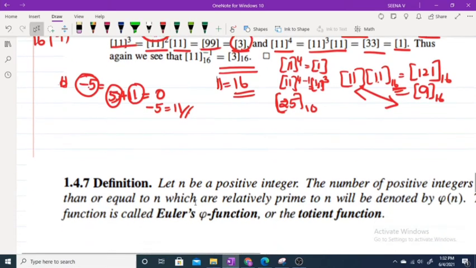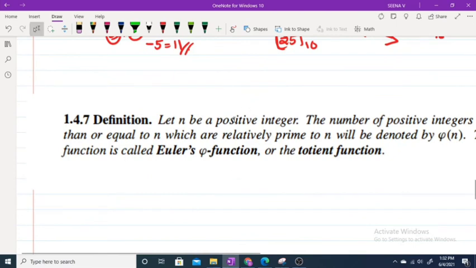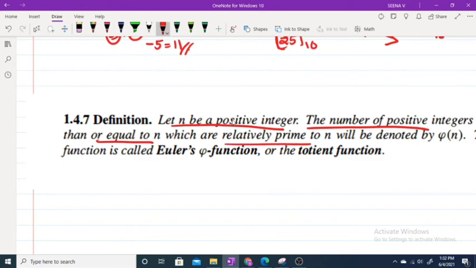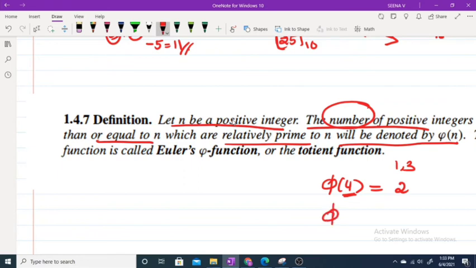Now moving to the next definition. This is very important. Let n be a positive integer. The number of positive integers less than or equal to n, which are relatively prime to n, is denoted by phi of n. For example, phi of 4 is the number of integers less than 4 and relatively prime to 4, which is 2: the 1 and 3. Similarly, phi of 5.